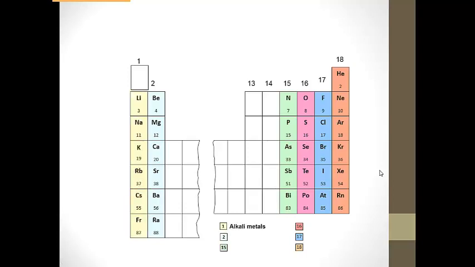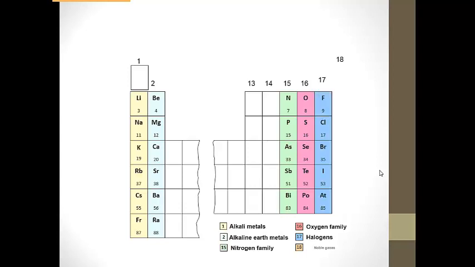So the very first family, family number 1, that has lithium in it, those are called your alkali metals. Family number 2 that starts with beryllium, that would be your alkaline earth metals. And then when we skip over to family 15, that one is the nitrogen family. And then 16 is called your oxygen family. 17, those are called your halogens. And 18 are your noble gases. So those are some names that you'll hear mentioned in class. And if you have those labeled on your periodic table, that might be handy.